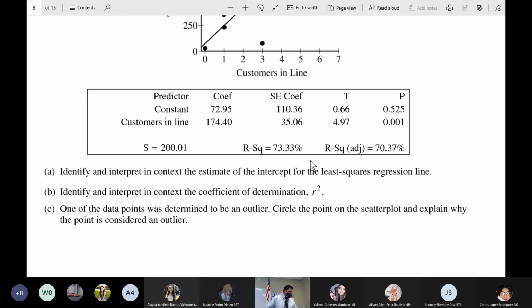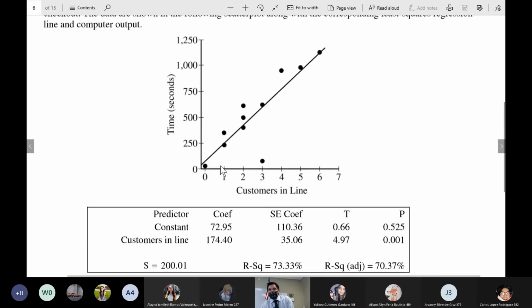And it indicates that 73.33% of the variability in the times it takes customers to finish checkout, including time waiting in line, can be explained by knowing how many customers are in the line in front of the selected customer. Essentially meaning that our linear model here is good 73.33% of the time. It's a good estimate. And it shows that the number of customers in front of you plays a large role in how much time it takes.